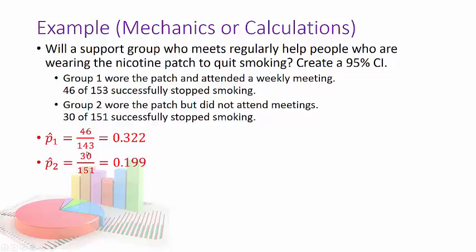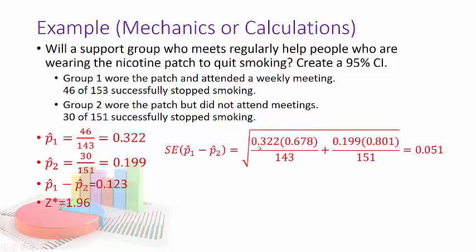No wonder I had 153 later. So that's 143 up there. My bad. And that's 0.322. Group 2 had 30 out of 151. It's 0.199. All right. When I take the difference, I find the difference is 0.123 or 12.3%. Okay. Now, I want to use a confidence level of 95%. So my Z critical value is 1.96. And I need my standard error, and I substitute in all these numbers, and I get 0.051.